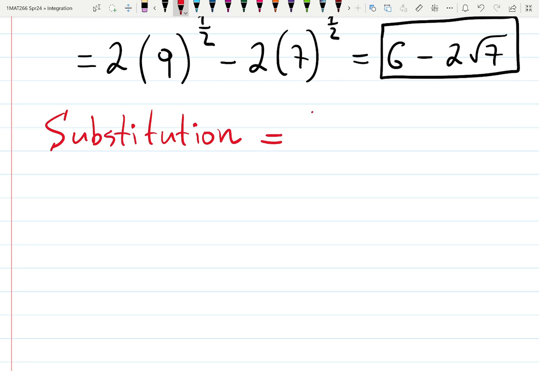My point is substitution is a transformation.